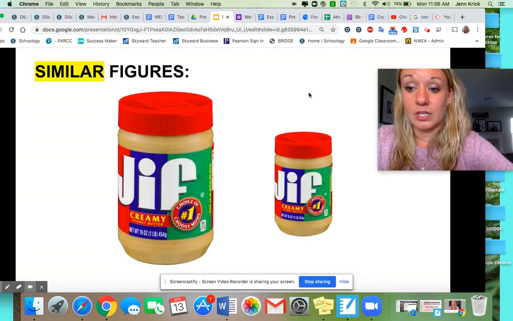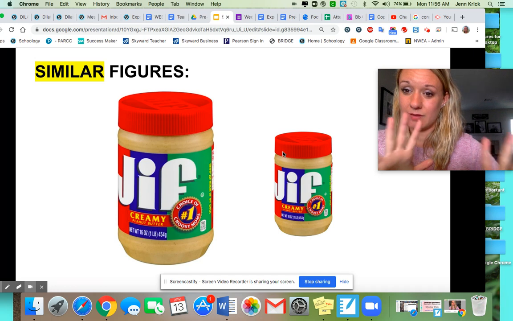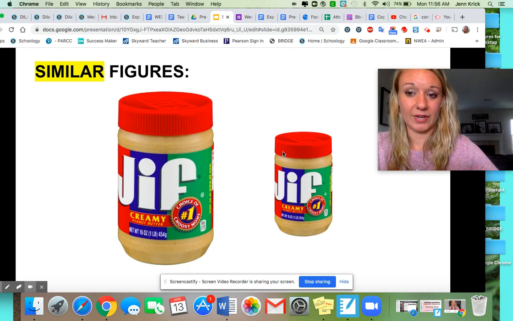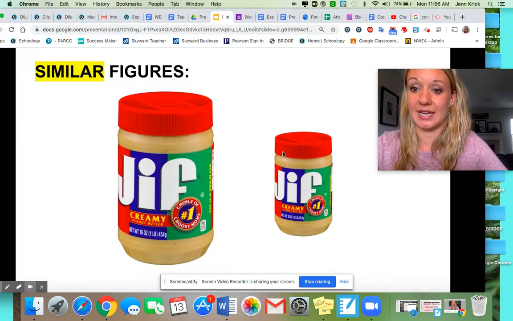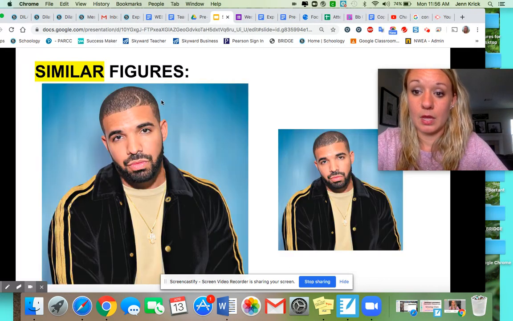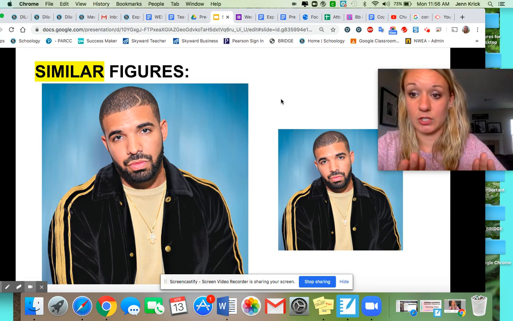Now, these are figures that are similar. Okay, so when they're similar, notice that it's the same jar of peanut butter, it's the same shape, but what's different about it? And hopefully in your head, you're thinking that they're different sizes. Let's look again. So these are similar figures because they're the same shape. It's the same picture of Drake, but their sizes are different.